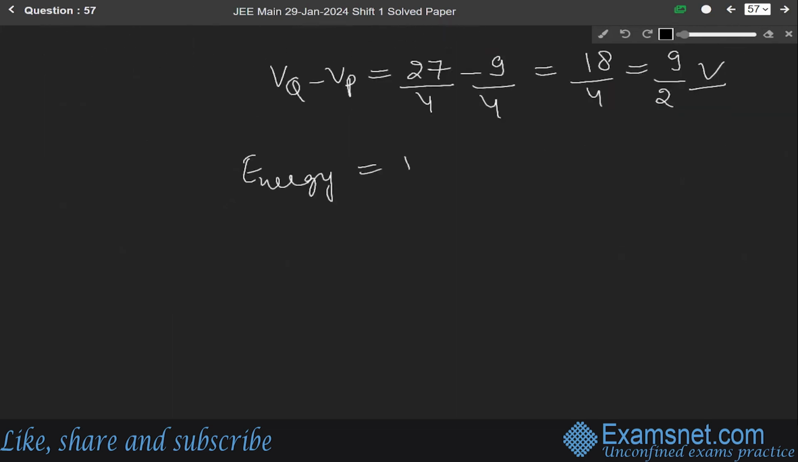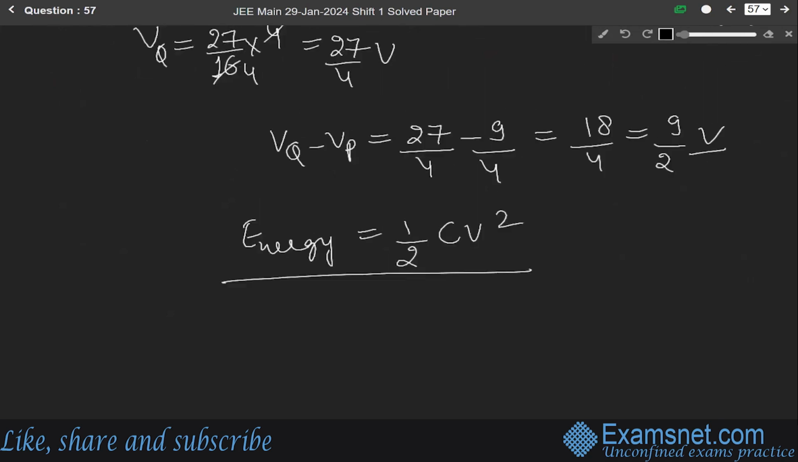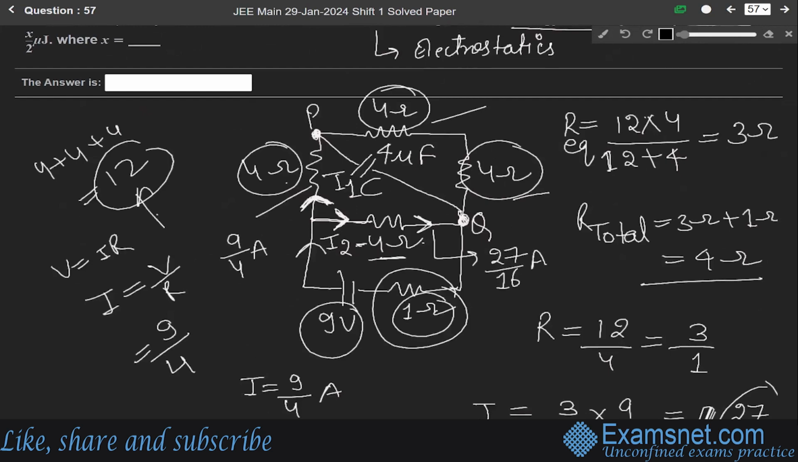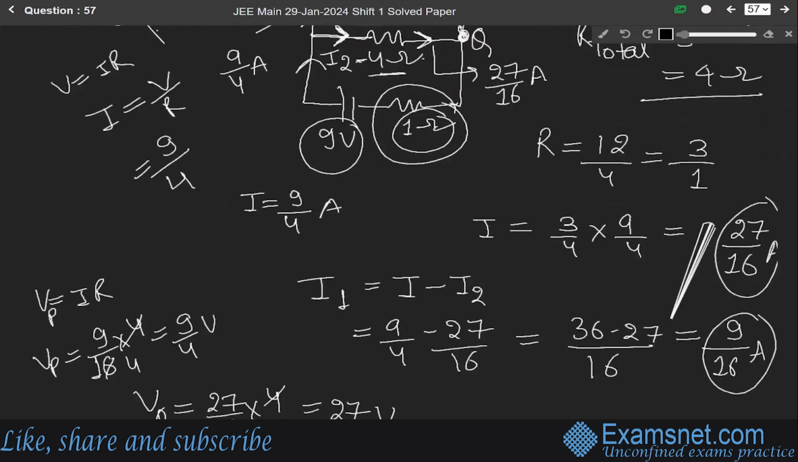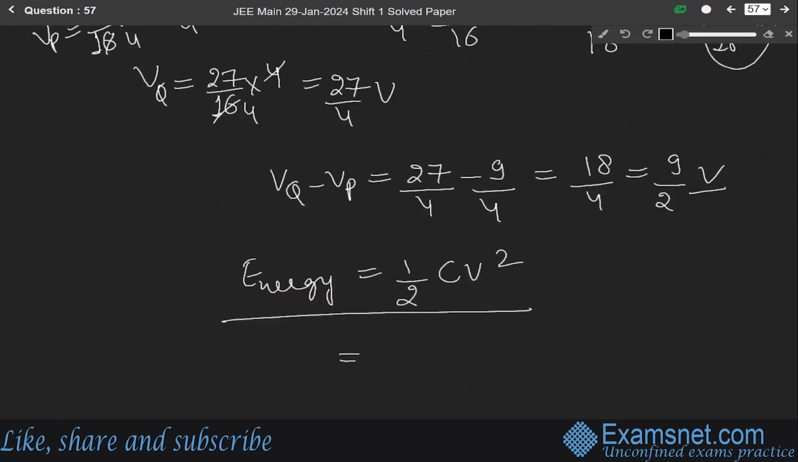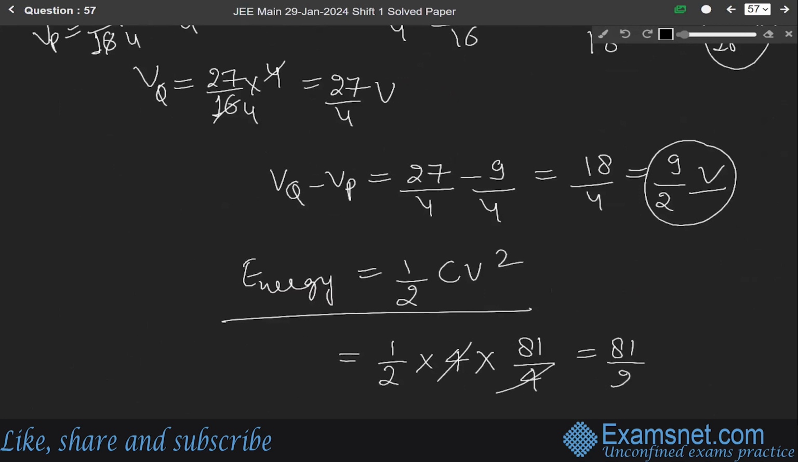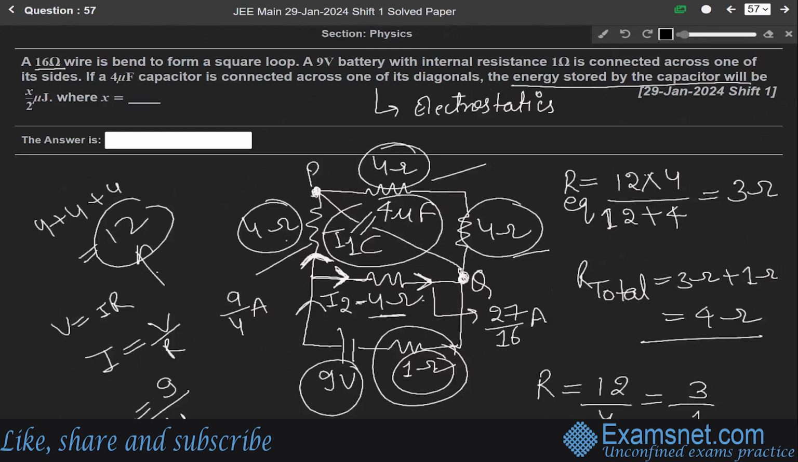The energy stored formula is: energy equals half CV square. VQ and VP potential difference are across this capacitor, right? So the energy stored in this capacitor will be half CV square, which means half into 4 into V square. V square is 81/4. So this will be equal to 81/2 microjoule. So the value of X here is 81.